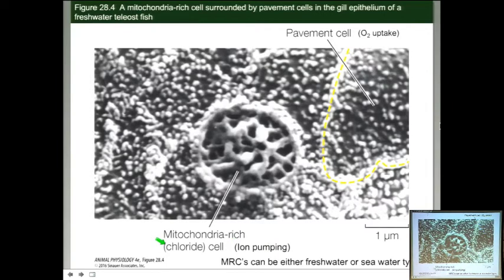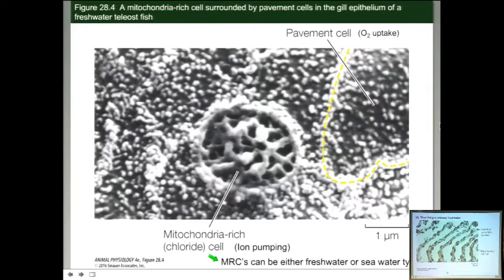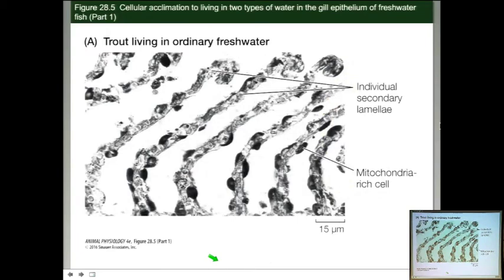And these mitochondria-rich cells, just to point out, can be either a freshwater type or a seawater type. Remember, the ion pumping is in opposite directions in the two cases, but it's still the function of the MRC. Now, if we look at the secondary lamella of trout living in ordinary fish water, fresh water, you see that these mitochondria-rich cells, these are the dark staining cells here, have been stained for the NKCC transporter. And so you can see how they are distributed along the secondary lamella, and they're separated by these pavement cells.